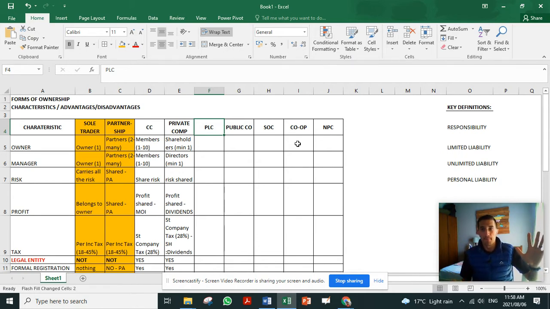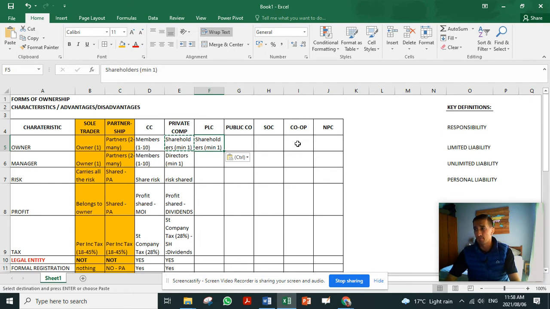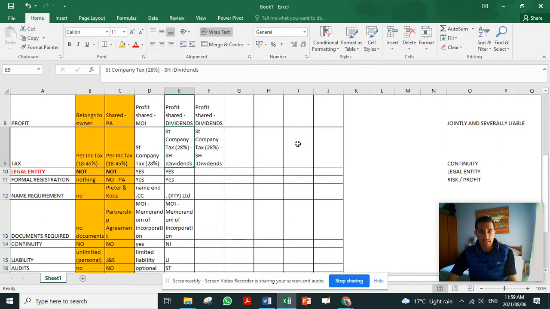It's a formal company with most of the benefits, but now there's someone actually taking personal liability or personal responsibility for their actions. Okay, so the owner, it's again the same as a private company. There must be a minimum of one shareholder, all right? Manager, there must be a minimum of one director on the board of directors. The risk is again shared but carried personally as well. The profit is also shared in the form of dividends. They pay standard company tax, tax on dividends. It is a legal entity. They have to register formally.